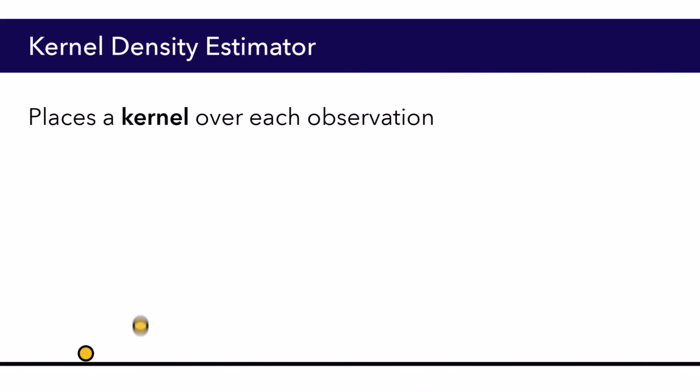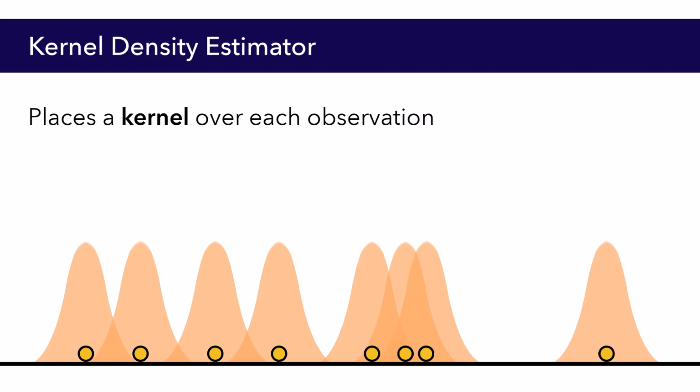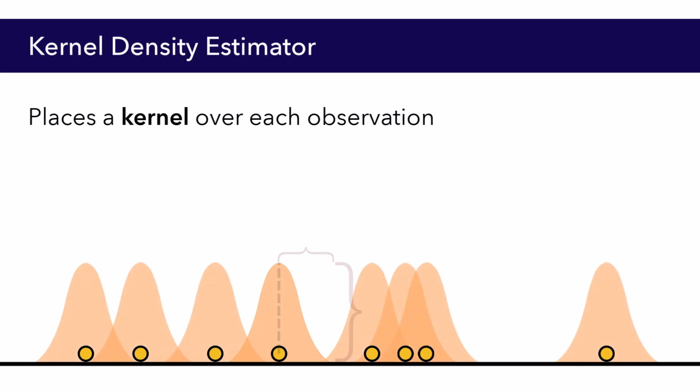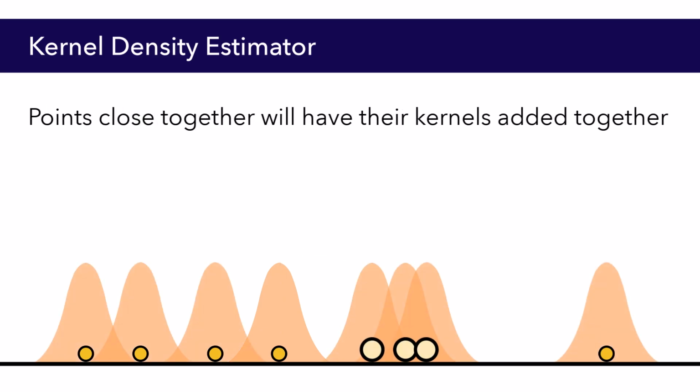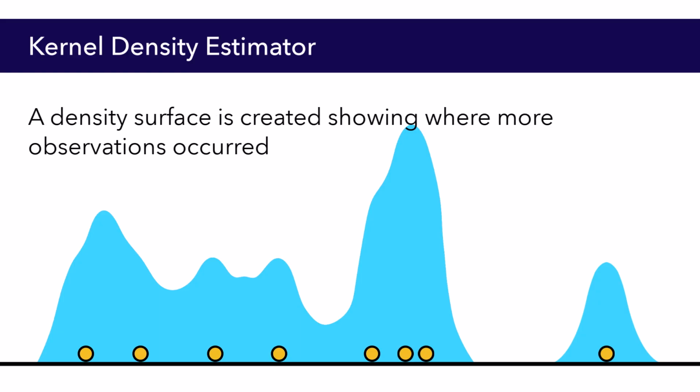Conceptually, the kernel density estimator works by fitting a kernel over each observation point. You can think of the kernel like a little bell covering the point, with the peak of the bell directly over the point and the height of the bell decreasing to 0 at a certain distance away from the point. Points that are close in space will have their bells overlapping. And if we were to sum up the height of all of the overlapping bells at each location in the study area, that would create a density surface representing areas where there were more observations and areas where there are fewer observations.